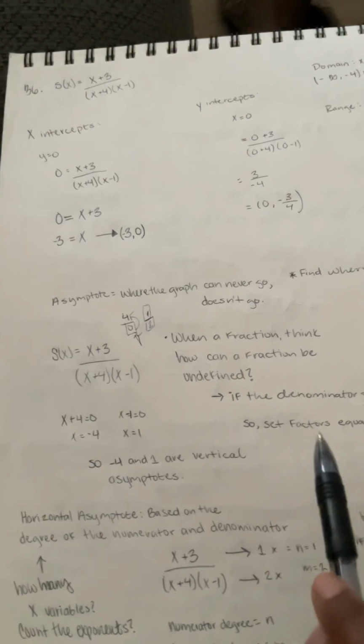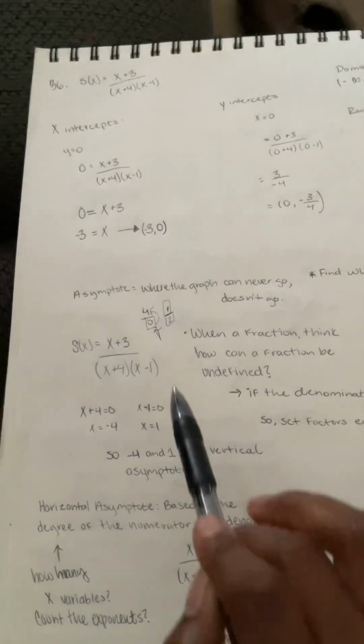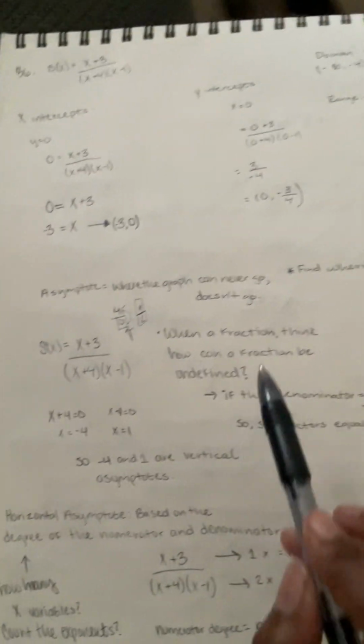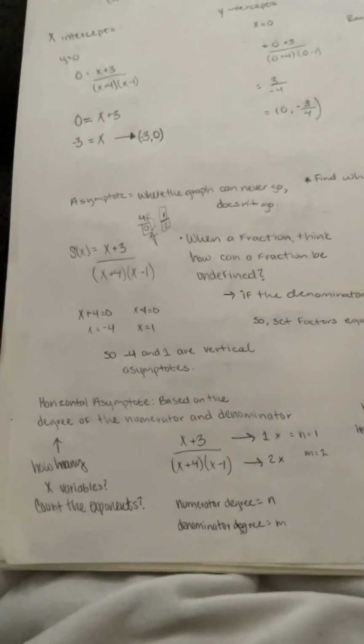So when they're asking you to find the vertical asymptote, set your denominator equal to 0. Find out where the equation would be undefined. The horizontal asymptote is different.